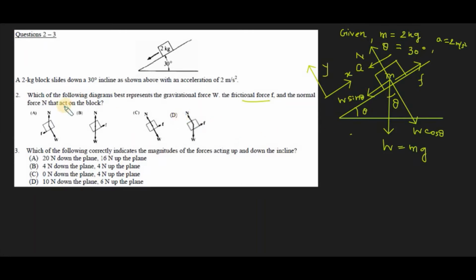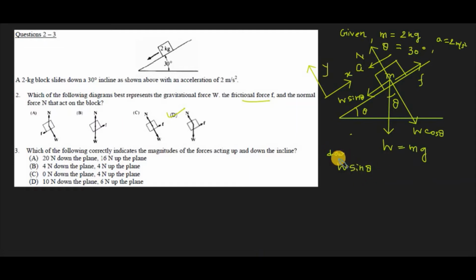Now, according to the second question, which of the following diagrams best represents the gravitational force? It is D here, as per our diagram. And in case of the third one, which of the following correctly indicates the magnitudes of the forces acting up and down the incline? So the force acting down the incline is w sine theta.